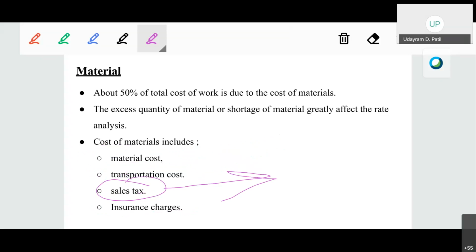Okay, suppose during transportation you have to pay road taxes and tolls, so that particular toll will also be included in the taxes. Okay, then the insurance charges. If you are transporting a particular material from one side to another over a longer distance, many companies do the insurance of that particular material.